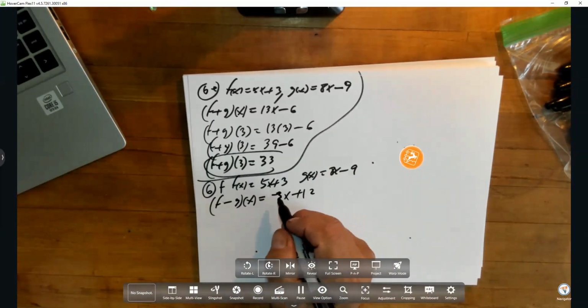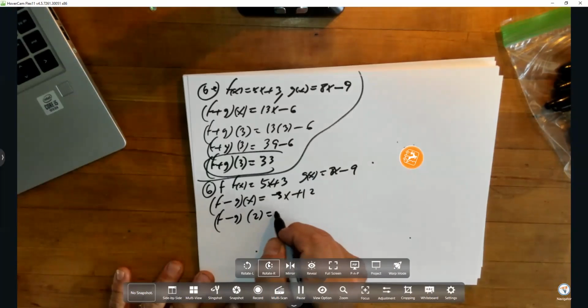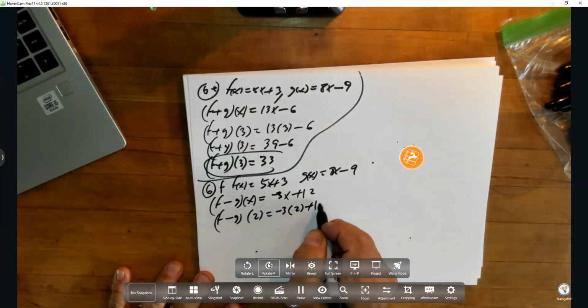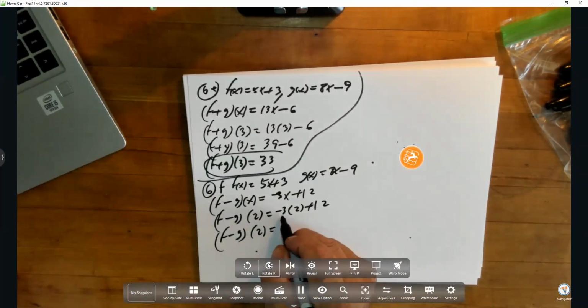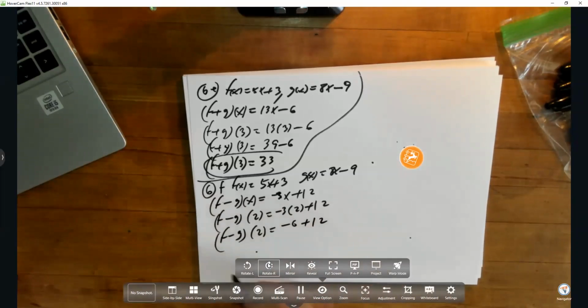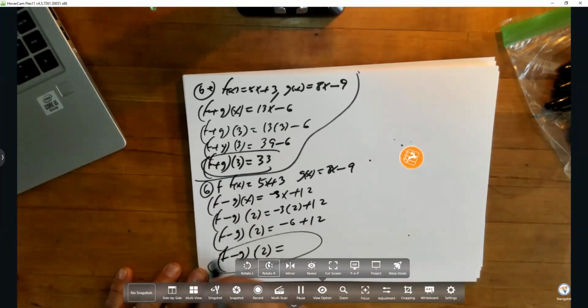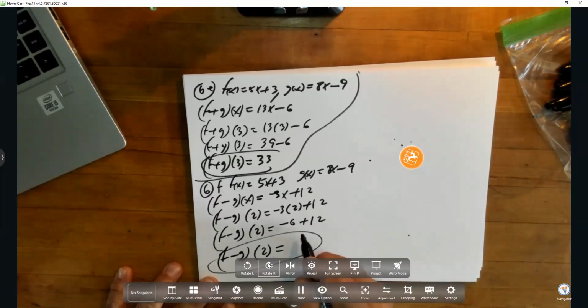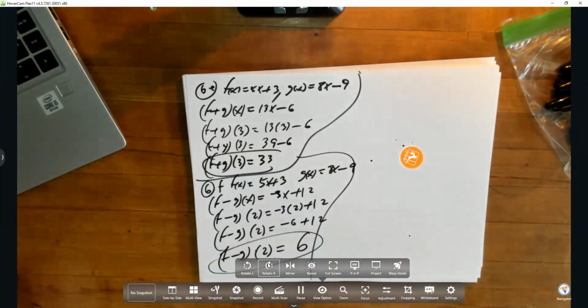And in this sense, what happens when you put a 2 in there? So f minus g of 2 is minus 3 times 2 plus 12. Ready? What's negative 3 times 2? Negative 6. So now f minus g of 2 is, what is that number? Negative 6 plus 12, what do y'all get? 6. Okay, that's it. Positive 6.